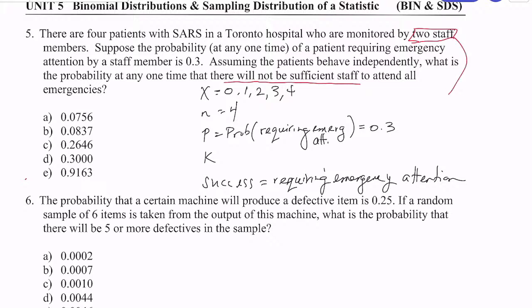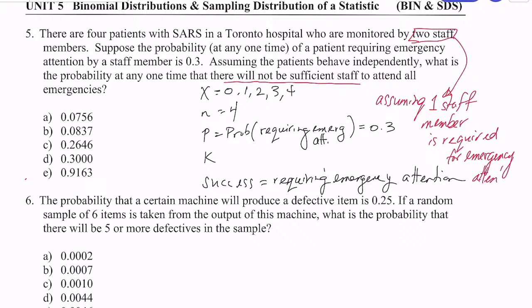So, there's an assumption in here that's not clear. So assuming 1 staff member is required for emergencies. That's kind of implicit in there, that you just need 1 staff member. So which of these options, 0, 1, 2, 3, 4, corresponds to will not have sufficient staff?